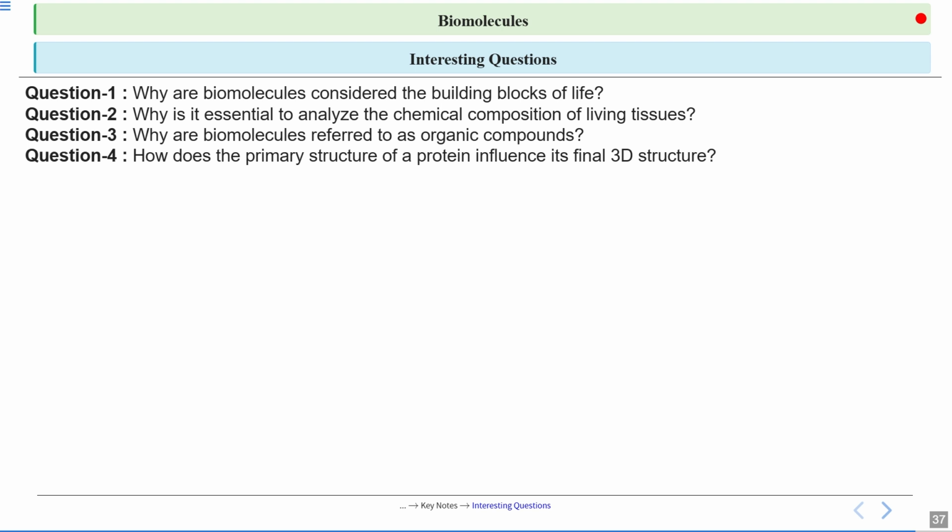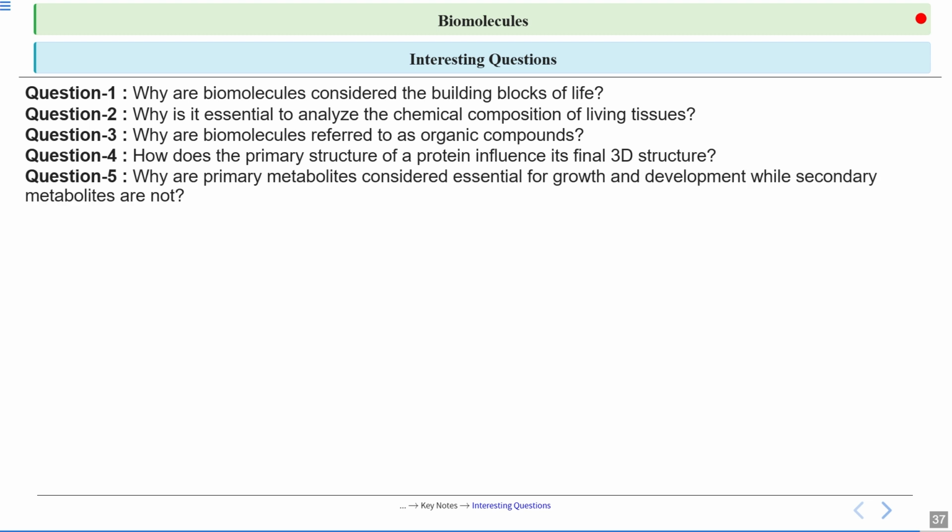So proteins have a primary, secondary, tertiary, even quaternary structure. Primary structure is the linear sequence of the amino acids. So how is this primary structure influencing the 3D structure? In the 3D structure, the protein, the enzyme, is active. The next one, why are primary metabolites considered essential for growth and development, while secondary metabolites are not directly involved in growth and development? So you have to justify this statement, you have to comment on this statement.